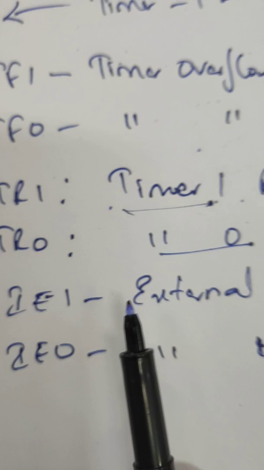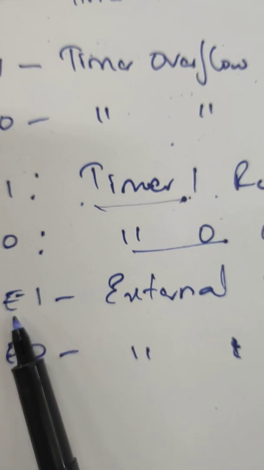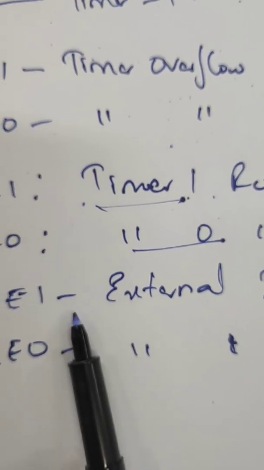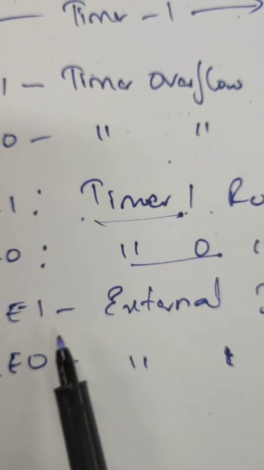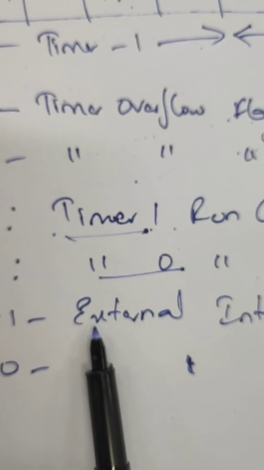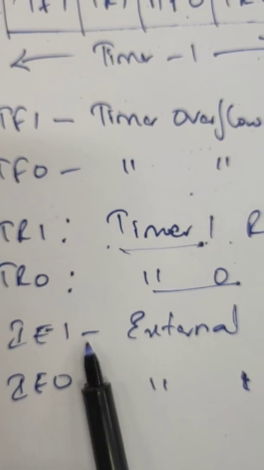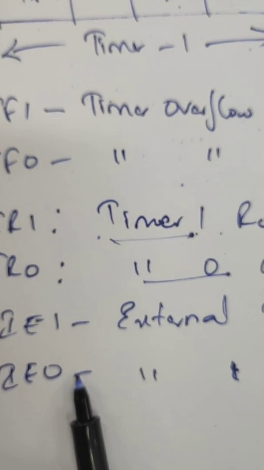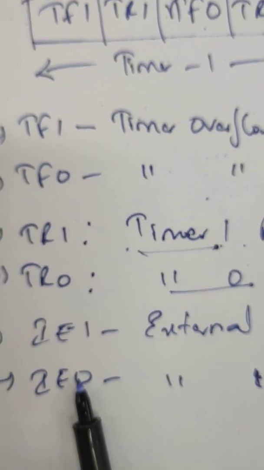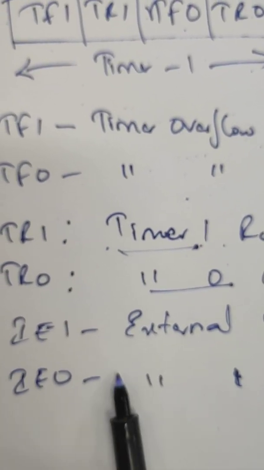And IE1 and IE0 are the external interrupt edge flags. So this is the external interrupt 1 type control bit, where when it is set to 1, it enables the external interrupt which is triggered by a falling edge. Whereas for the other, the external interrupt 0 type control, it is set to 0 here. We are enabling the external interrupt as 0.